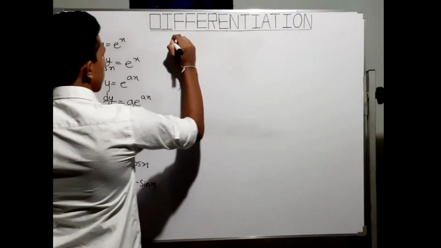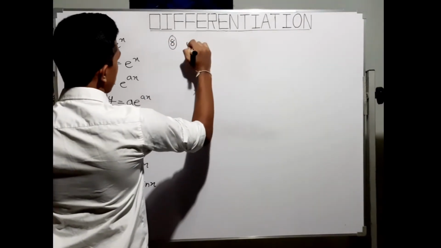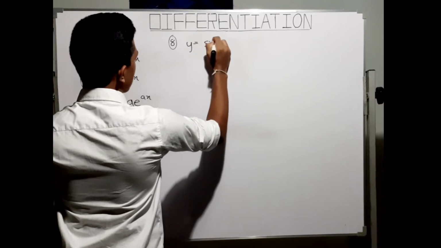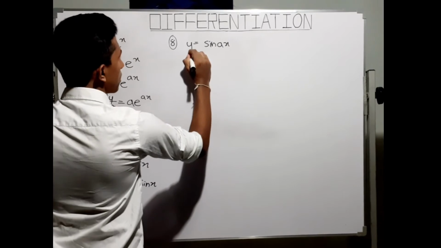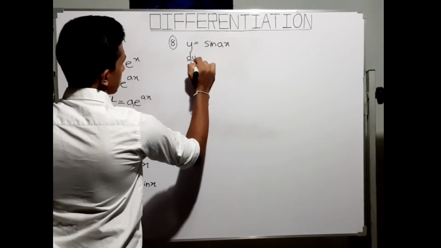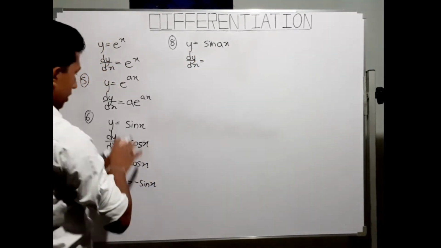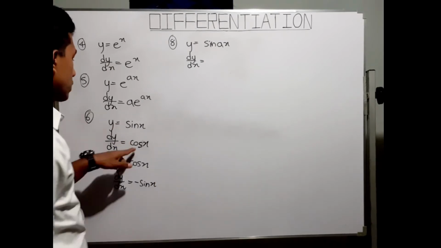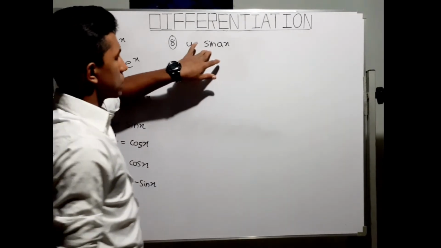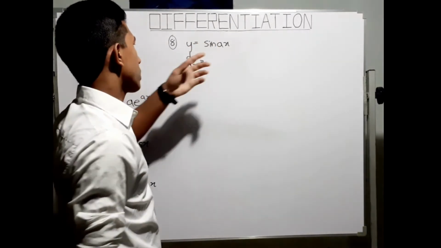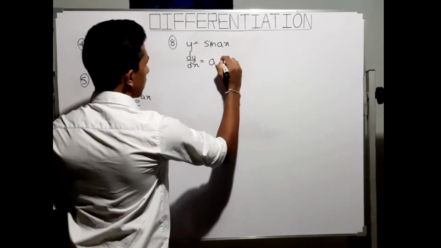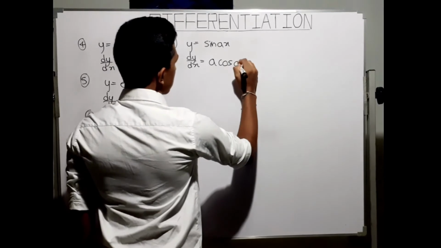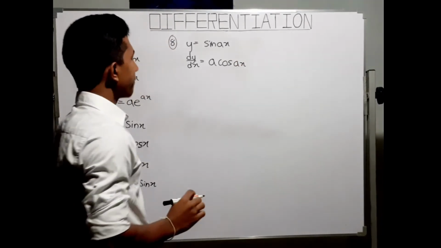Okay, so we'll move on to another theory. y equals sine ax, where a is a constant. So dy by dx is going to be, we've learned that the differentiated version of sine x is cos x. So for sine ax, the differential is going to be a comes to the front. So it's going to be a cos ax, and ax is still there.